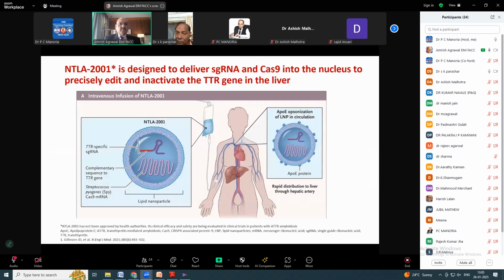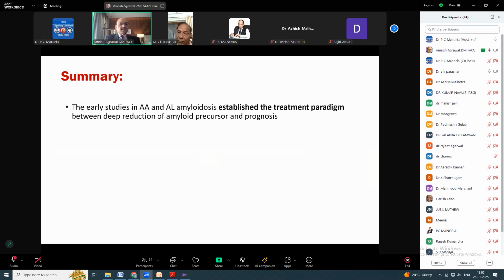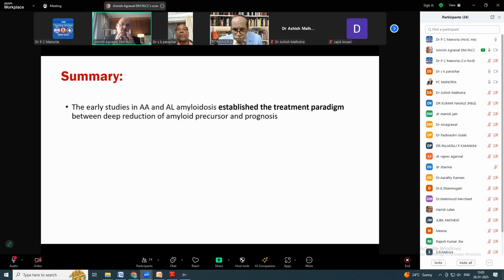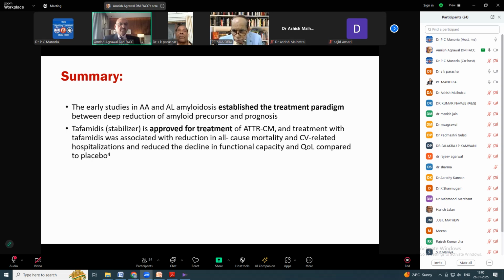With this, I come to the end of the talk by saying that the earlier studies in both AA amyloidosis and AL amyloidosis established the treatment paradigm between the deep reduction of amyloid precursors and the prognosis. That means you have to reduce the amyloid precursors to such an extent that the body's own clearing process removes the amyloid from the body.